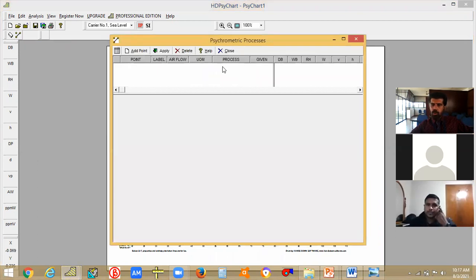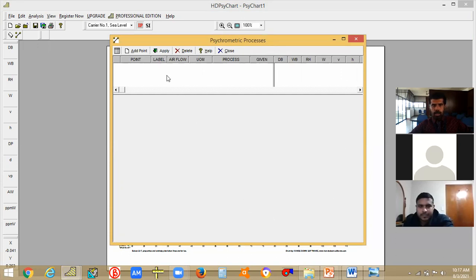So you will be getting a new window, and I will share this with you also. I will give you this psychometric chart so you can practice it. Now when I clicked on those three points, I got a new window like this.